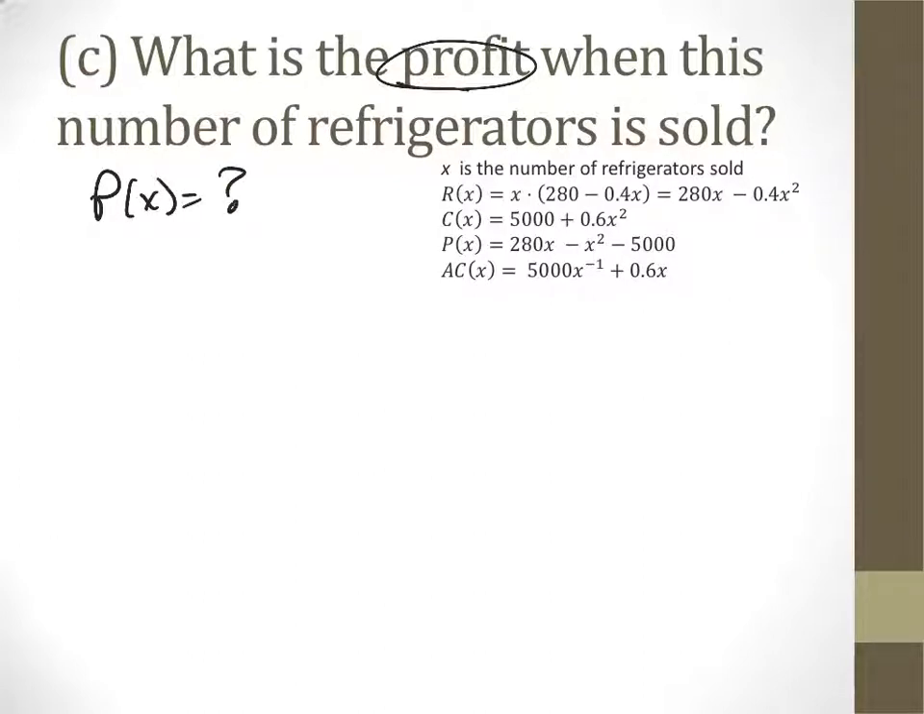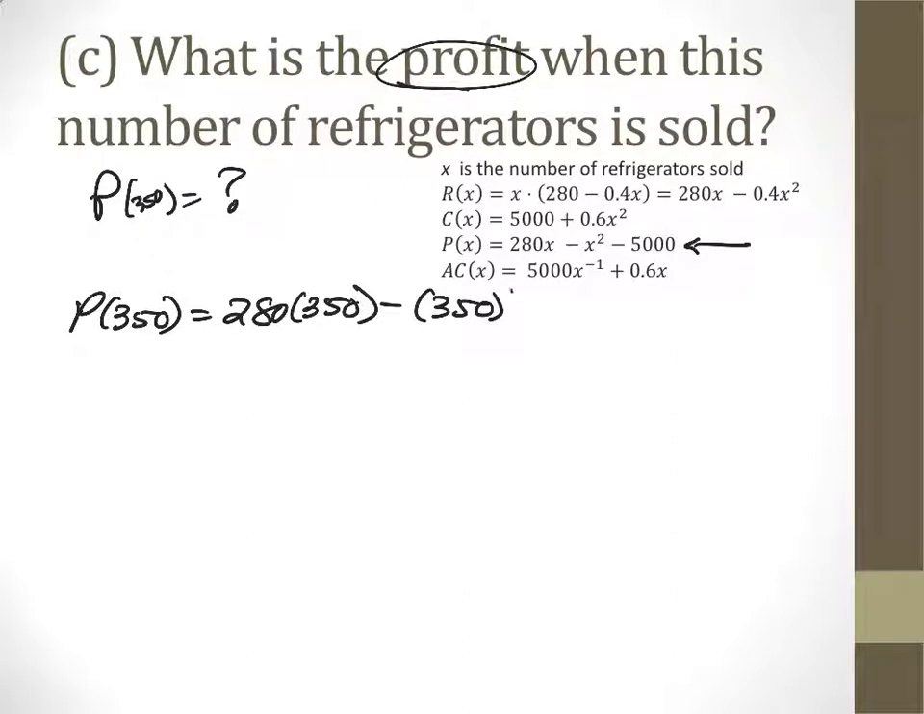But it's when this number is sold. So can't we inside here put that value, the 350? But do we have a profit function? We do. We found profit. So let's find P of 350 equals 280. We're substituting in for every x: 280x minus x squared minus 5,000.